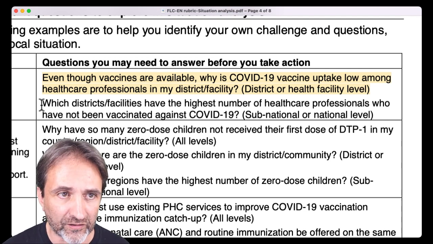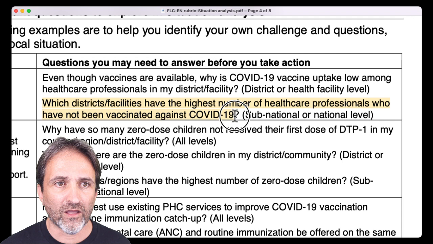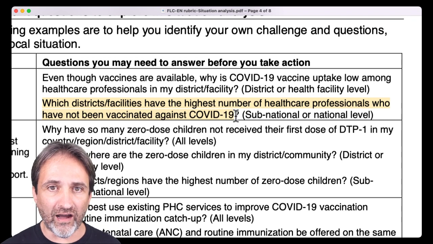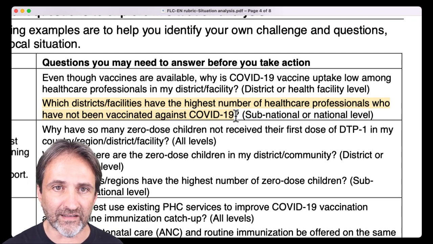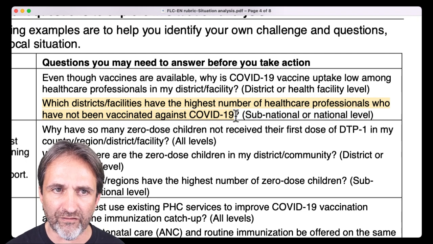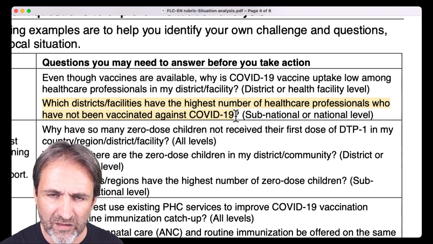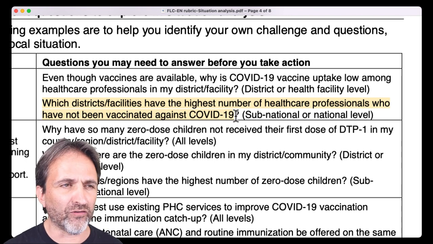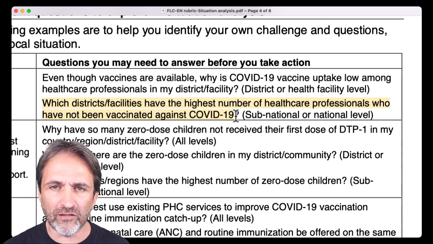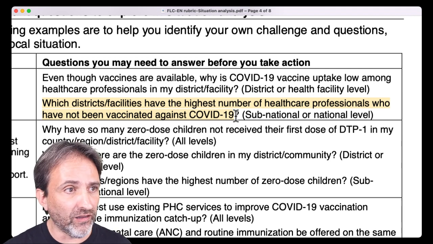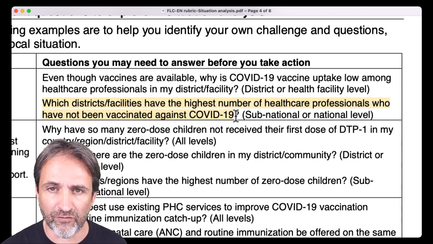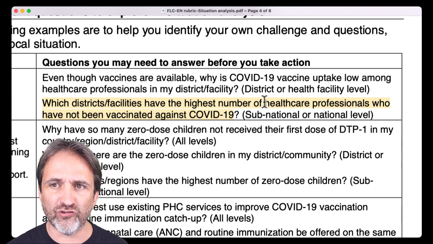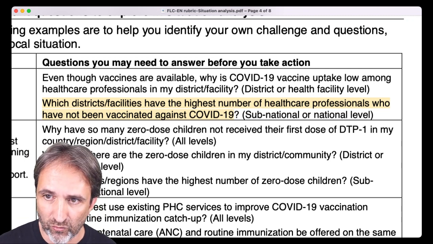But you could also ask a different kind of question, which is, which districts and facilities have the highest level of hesitancy, where the greatest number of healthcare staff haven't been vaccinated? And then maybe that could lead you down a different track. Maybe it's a specific area where there's a religious community, or where there's been a lot of misinformation, who knows, or where there was an adverse effect related to immunization that scared everyone. So what you're chasing after is to uncover the root causes.